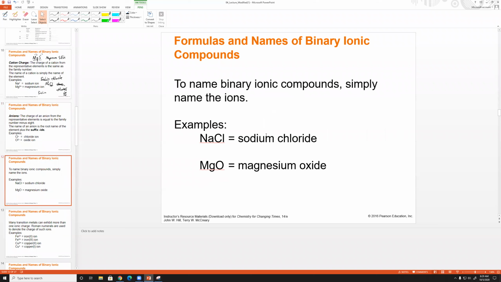So here are some examples. NaCl, we know, is sodium chloride. MgO is magnesium oxide. We'll do some more. We'll do KCl. Here's one. We'll do a bunch. Let's think of some random ones. We'll do those three. All right.